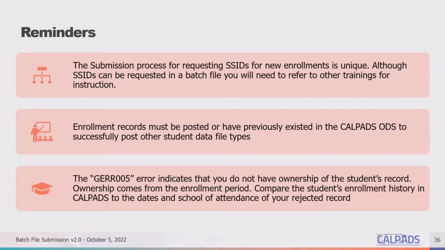The GERR005 or the GER5 error indicates that you do not have ownership of the student's record. Ownership comes from the enrollment period. Compare the student's enrollment history in CALPADS to the dates in the file or the dates in the rejected record and the school of attendance.